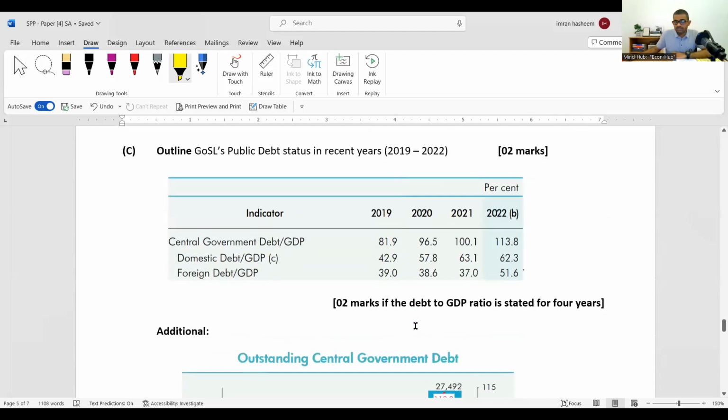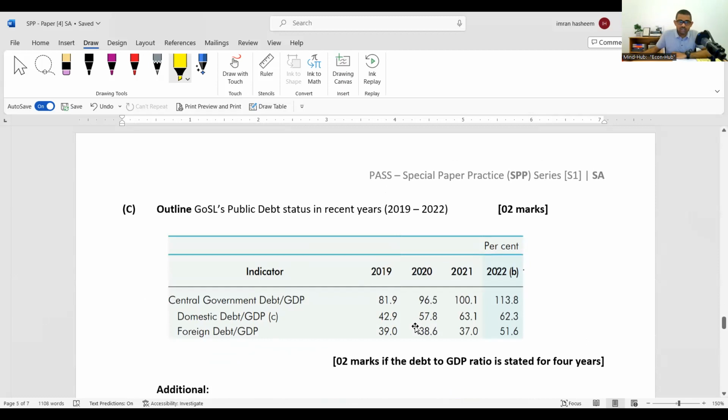Then part C, the last part of the question. Outline GOSL's public debt status. Where are we in terms of public debt? Whenever you are asked for public debt status, one of the best indicators you can give is the debt to GDP ratio. Debt to GDP ratio.